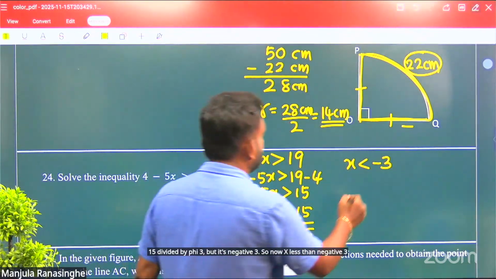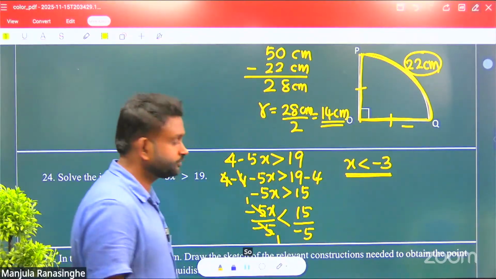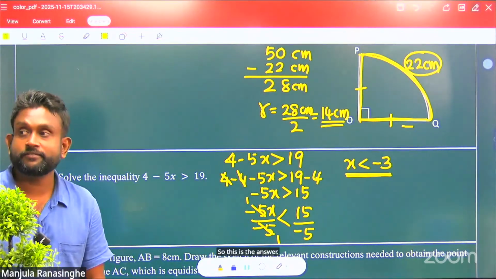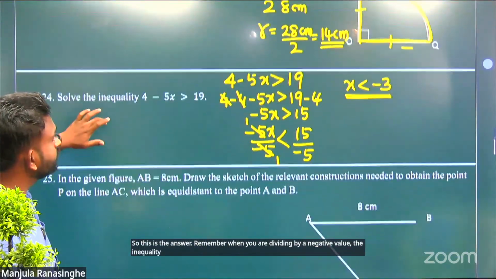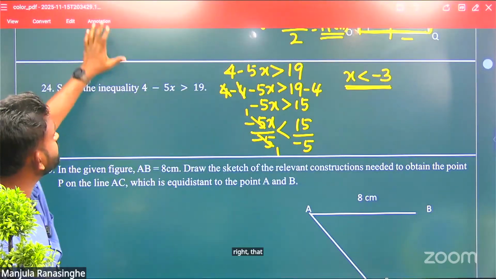They are asking to solve only, so this is the answer. Remember, when you are dividing by a negative value, or multiplying by a negative value, you have to change the inequality sign.